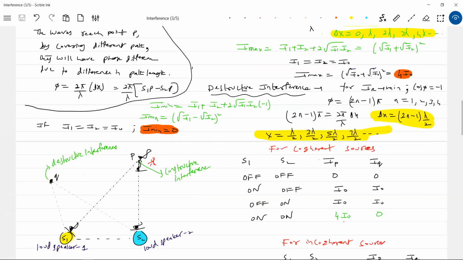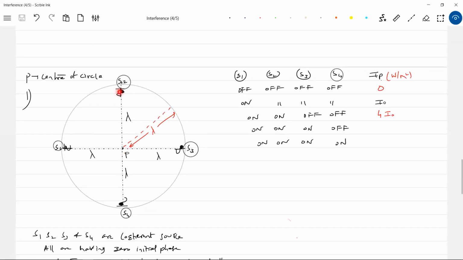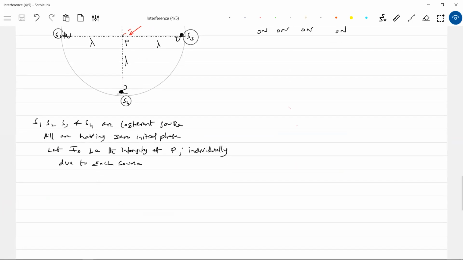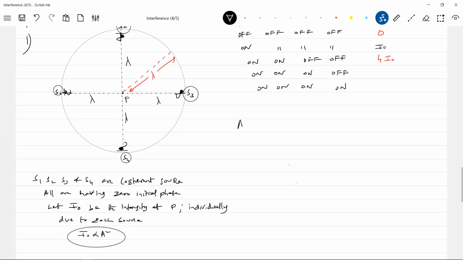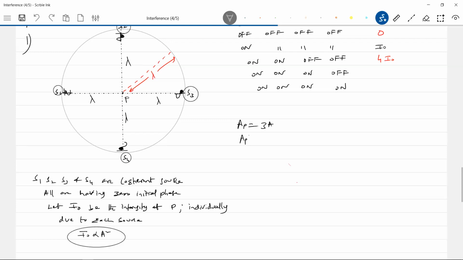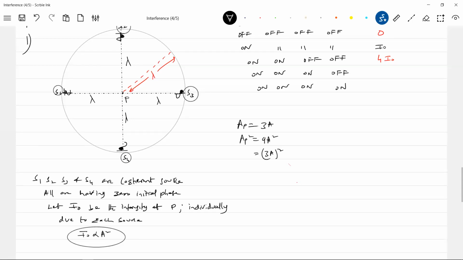So what shall I do now? I'll calculate the resultant amplitude. Now you go for the SHM concept. What is the amplitude of the wave here? Let it be A due to each wave. So how much resultant amplitude will be? 3A. I naught is proportional to A squared. So the resultant amplitude at point P is AP equal to 3A. Then squaring this, we get 9A squared, which is 3A whole squared. So shall we write like this? Agree this. So what is the resultant intensity at this point?